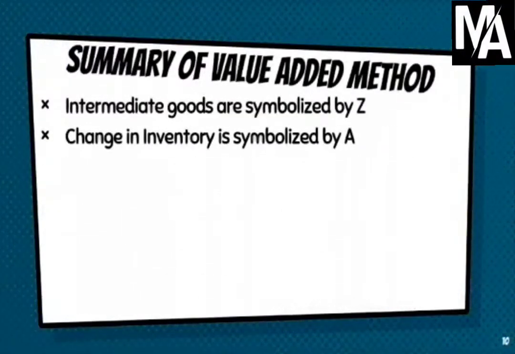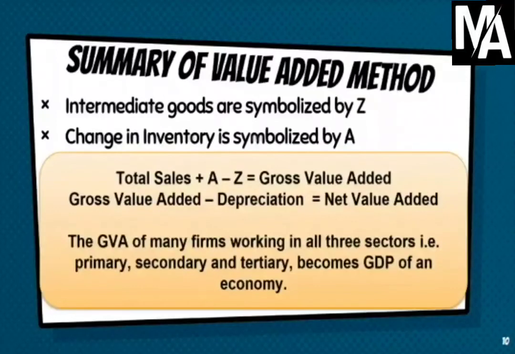So a quick summary of whatever we have been discussing till now. To understand the entire video, I have tried to prepare it in one simple formula. Intermediate goods are symbolized by the letter Z and change in inventory is symbolized by the letter A. So we have total sales plus change in inventory, that is A, minus intermediate goods Z, which will become gross value added. When this gross value added is reduced with depreciation, it becomes net value added.